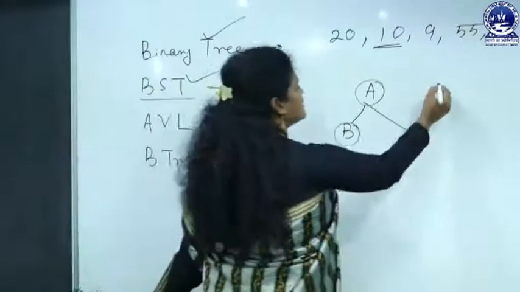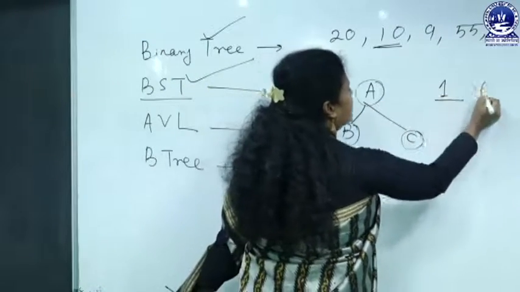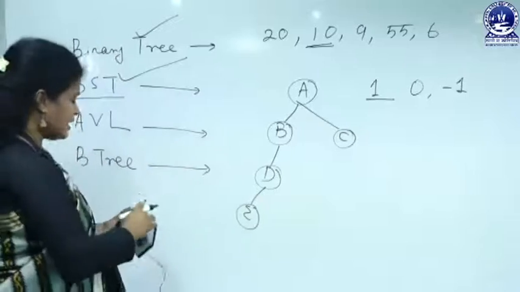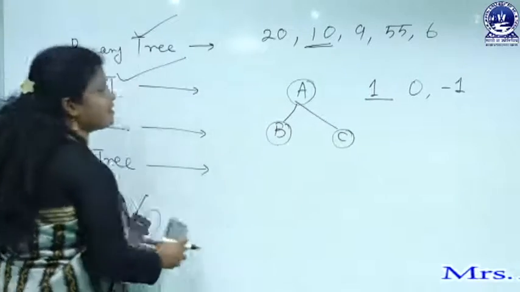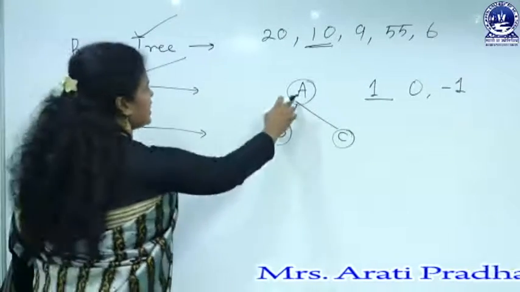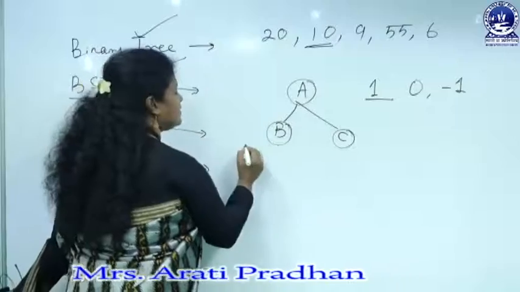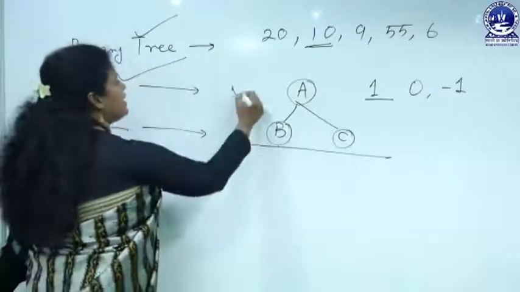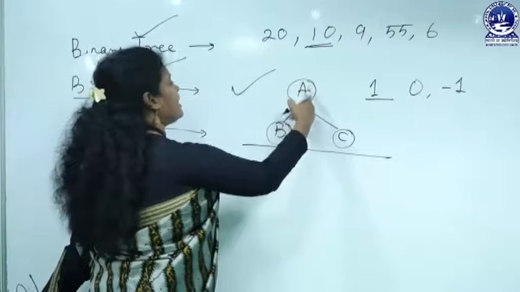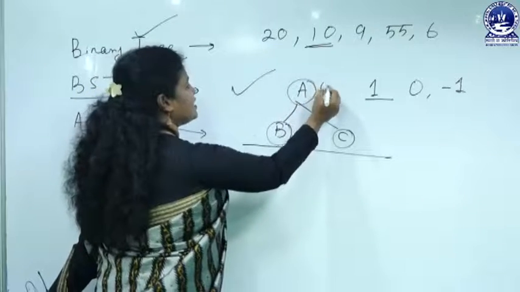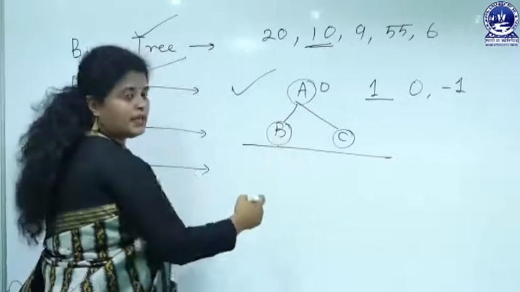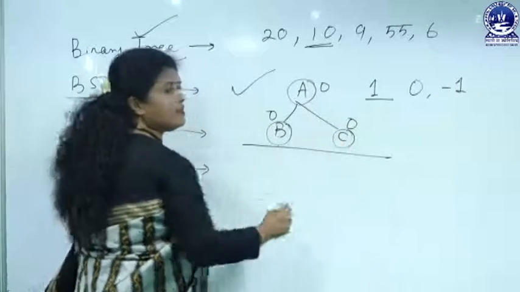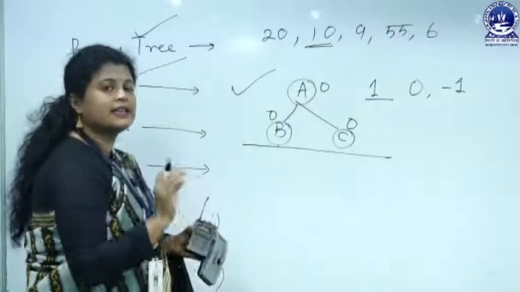Here the balancing factor is 1 or 0 or -1. Okay, how is it calculated? Suppose the tree consists of only this much, A, B, C. These leaves are at the same level, that's why it is balanced. The balancing factor of A is 0, the balancing factor of B is 0, the balancing factor of C is 0. It is totally balanced and it is an AVL tree.